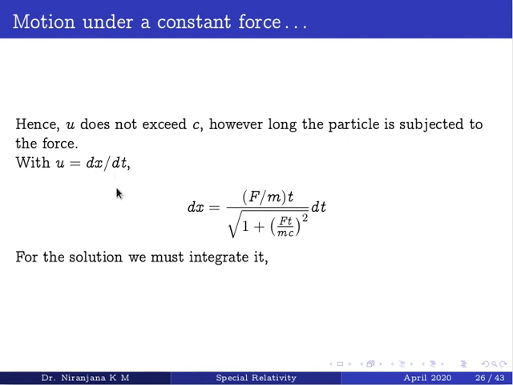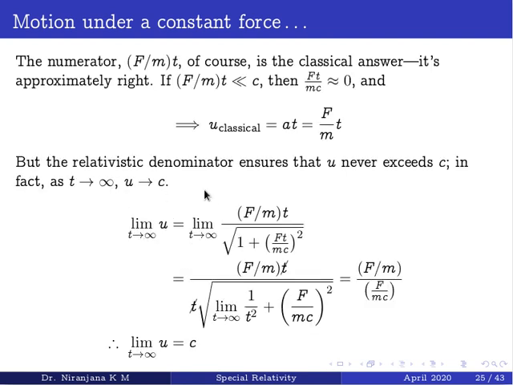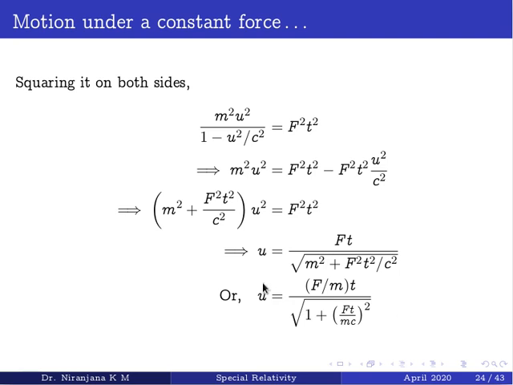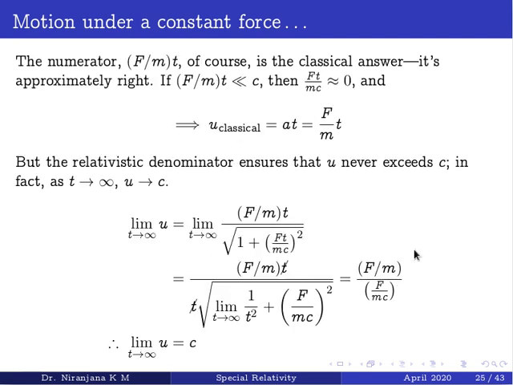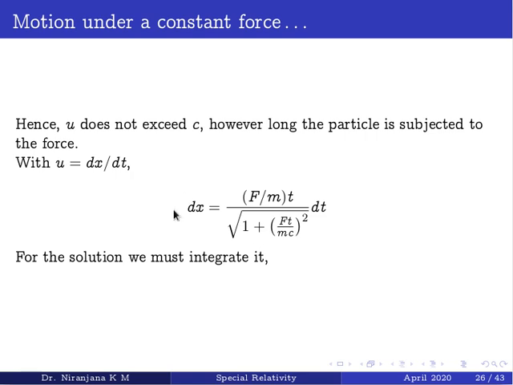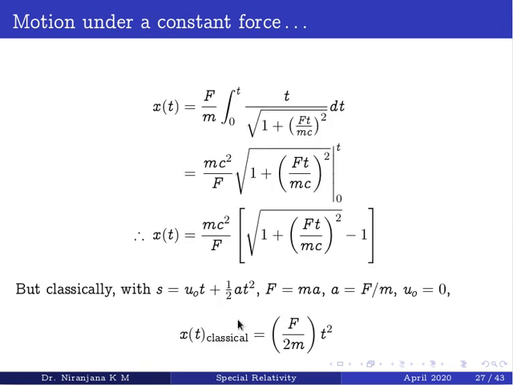Now with u equals dx by dt, you can go back to this expression for u and replace u by dx by dt and rearrange it, and you will get dx equals (F/m) t by the square root of 1 plus (Ft/mc) whole square, into dt. For the solution, we were interested to know the position of the particle, that is x, at a given time t. Now we are interested to know x as a function of time t. To get it, you have to integrate this expression. So now we will do that.